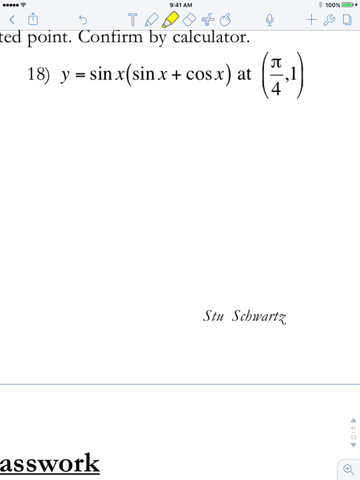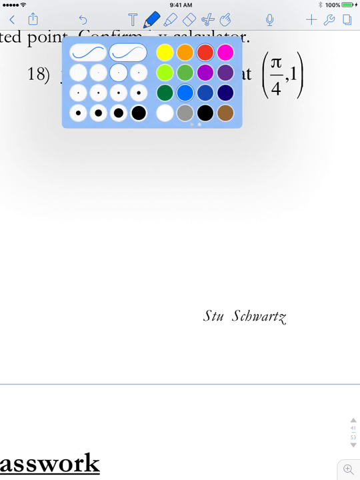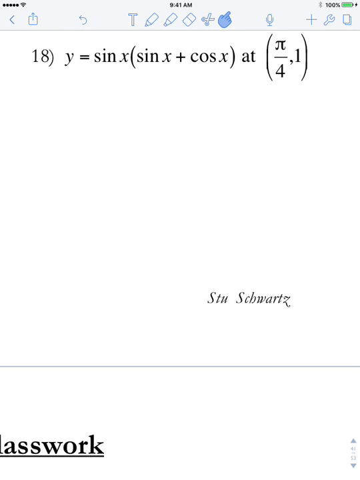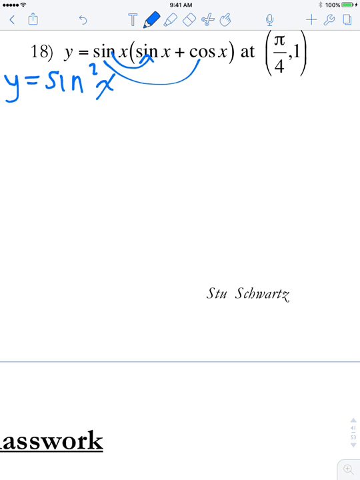All right, so we're going to go back to blue. Let me see. Yep. Okay. So I'm going to go ahead and distribute this before I do anything else. So y equals sine squared of x. I'm just distributing. Plus sine x cosine x.